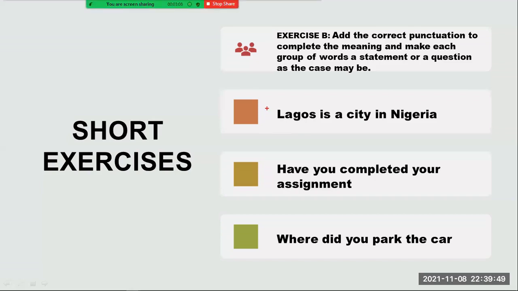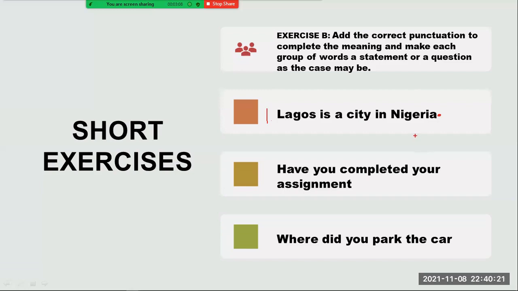Now, welcome back. Let's look at the exercise again. This is exercise B. Add the correct punctuation to complete the meaning and make each group of words a statement or a question, as the case may be. The first one is: Lagos is a city in Nigeria. Now, this is a statement, and so it has to end with a full stop.